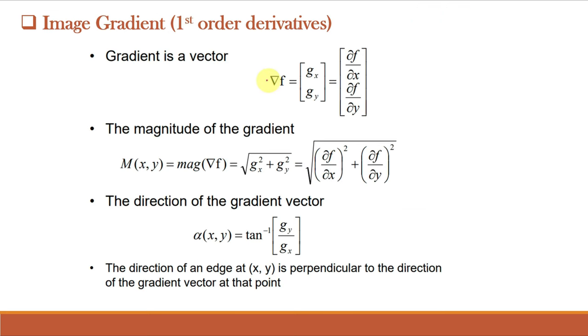The image gradient is a first order derivative that is given by gradient of f is equal to [gx, gy], which is equal to [∂f/∂x, ∂f/∂y].